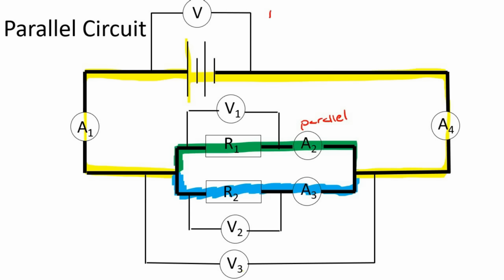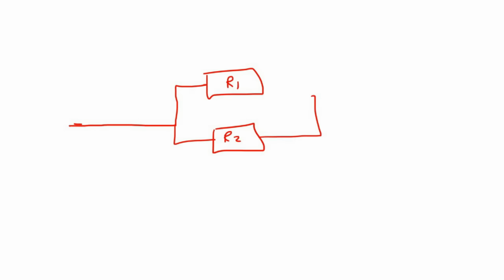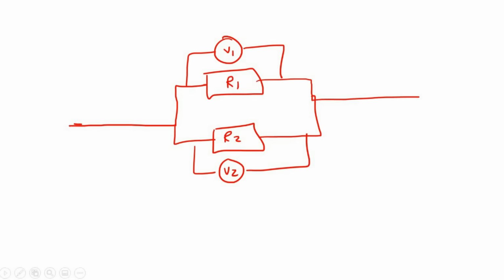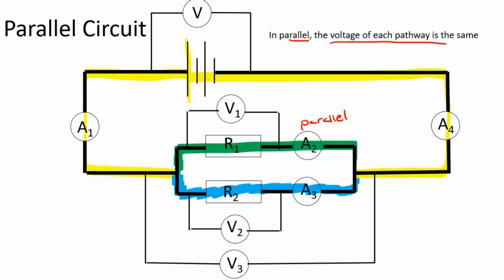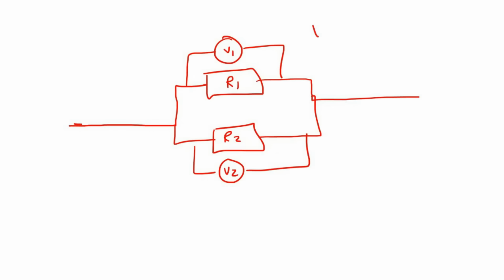Here it is. In parallel, the voltage of each pathway is the same. But now we need to talk about that carefully. So let's say, for example, we've got this part of a circuit, okay? And then some of it goes this way. So there we've got a resistor, and then there we've got another resistor. Now, let's say we've got a voltmeter, V1, and another voltmeter, V2. So what I've just told you is that in parallel, the voltage of each path is the same. So that means that V1 and V2 will be the same.